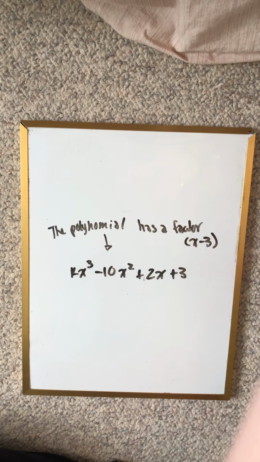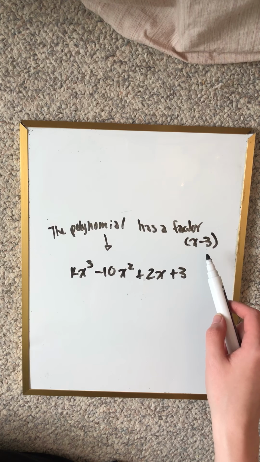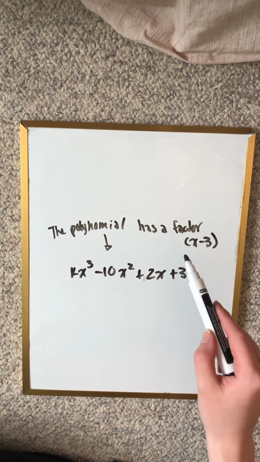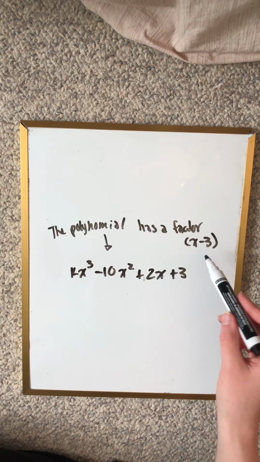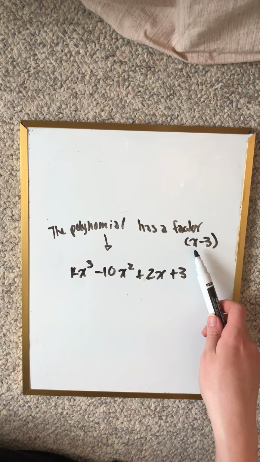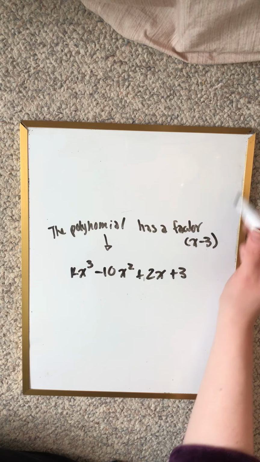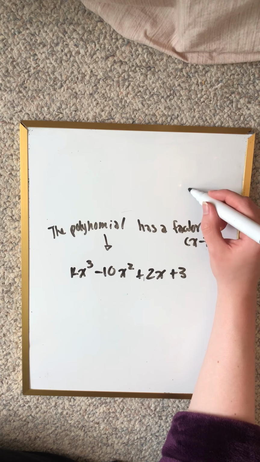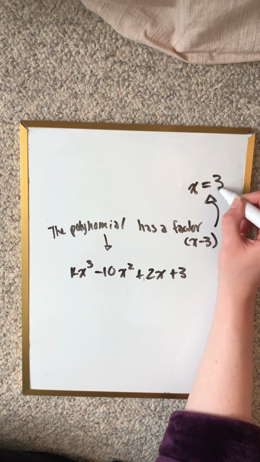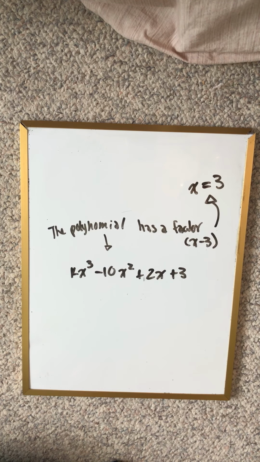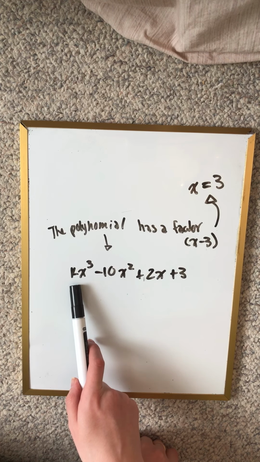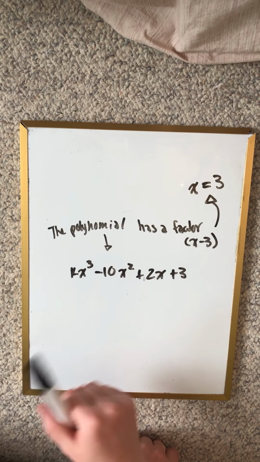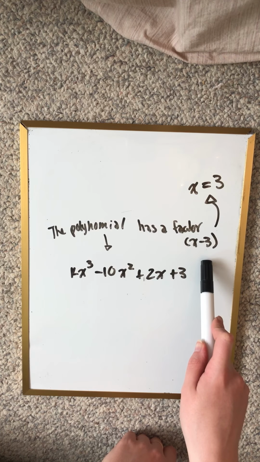So whenever you're given it as a factor, you always have to think, okay, so that means that the actual x-intercept is what's going to make this equation 0. So it would be 3. So this is our binomial factor. And you can also think about it as the actual x value on the graph is going to be 3. So we know we have this polynomial. It's got an unknown value k as a leading coefficient. And we know that it has a factor of x minus 3.